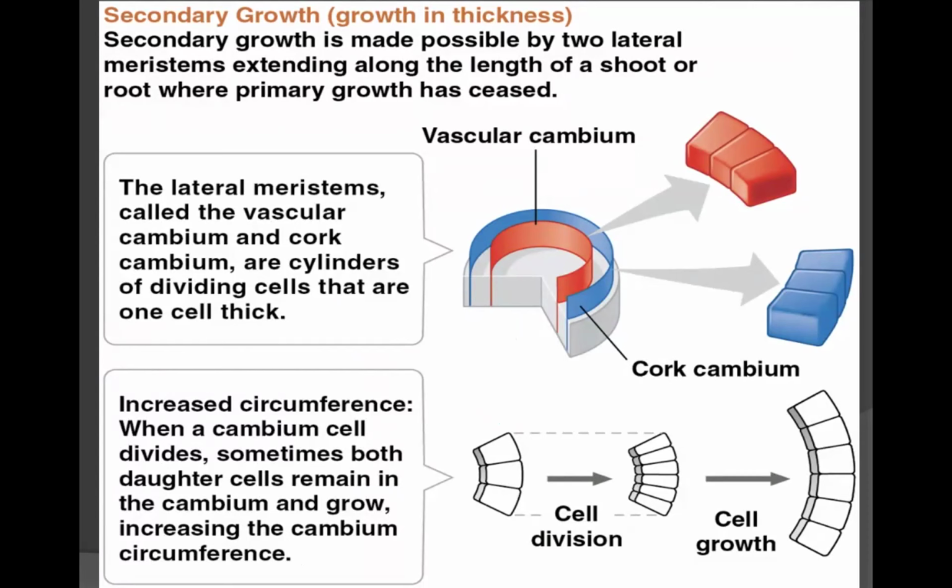The vascular cambium will eventually differentiate into vascular tissue, while the cork cambium will eventually differentiate into the epidermis and eventually the periderm. These lateral meristems consist of cylinders of dividing cells. When these cells divide, they will then undergo a growth period. As these cells grow, they will increase the circumference, thus contributing to the secondary growth or thickness of the plant.